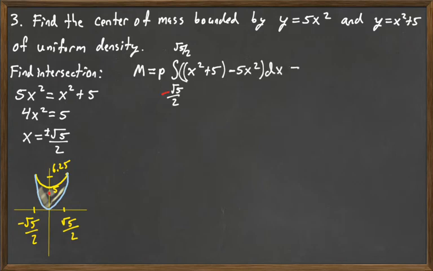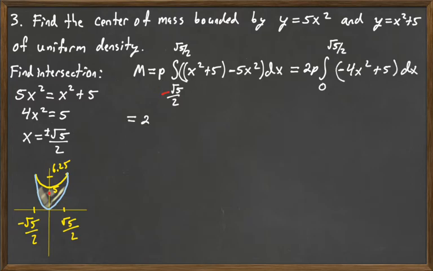Now, because these are symmetric about the y-axis and we're uniform density, we can go ahead and cheat a little bit and say this is 2, and then we're just going to find the mass of the right-hand side twice because of the symmetry. Okay, so 2 rho, integral from 0 to square root of 5 over 2, and that's going to be negative 4x squared plus 5 dx.